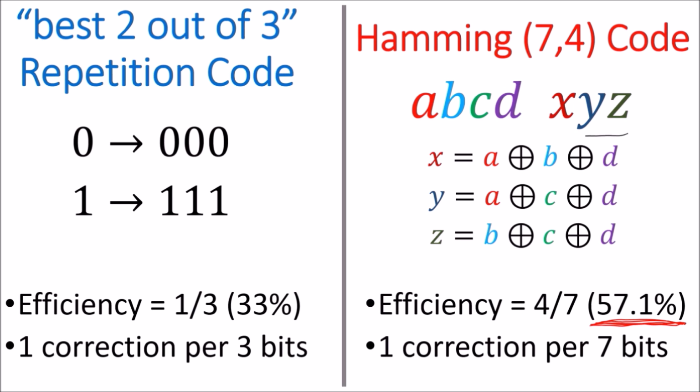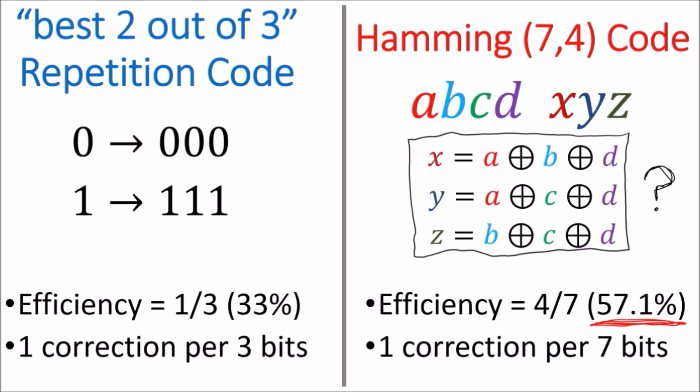Now, I've described the basic mechanics of the Hamming 7,4 code, but at this point it probably just seems like a set of magical equations that someone invented while playing around with bits. There's no real indication of how it was invented or why it works the way it does. I'm going to finish this video by explaining where these formulas come from.